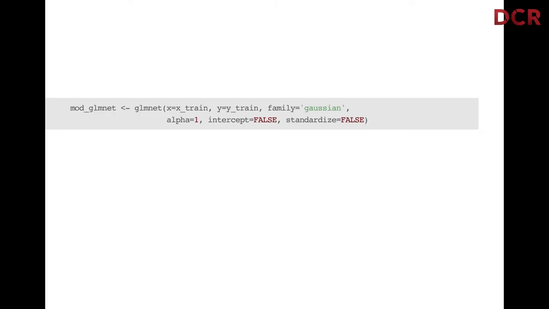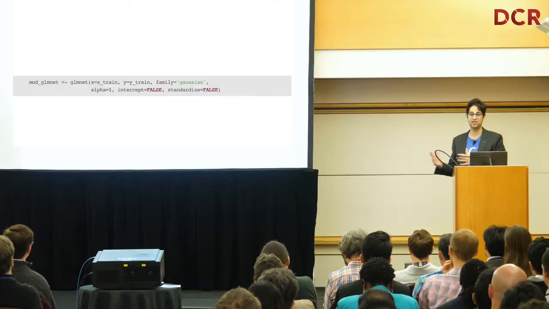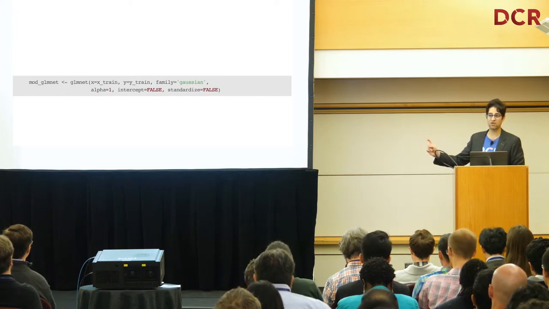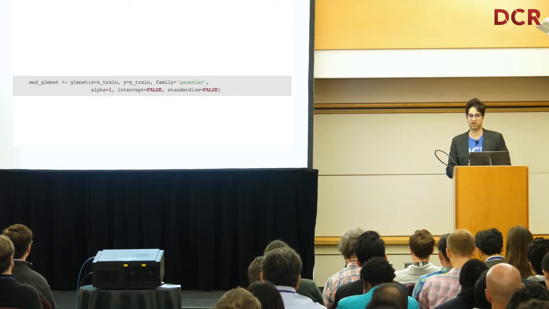We call glmnet. One line of code to call glmnet to give us penalized regression. Give it the X, give it the Y. We're going to explicitly say it's a Gaussian model. And alpha equals 1, which means it's explicitly saying it's a lasso. Don't include the intercept because our design matrix has that already. And don't standardize the data because we've already standardized everything in recipes. One line of code to fit an entire path of regressions.